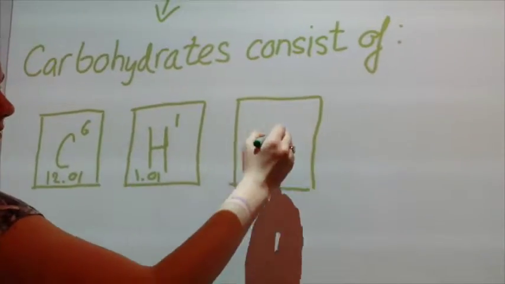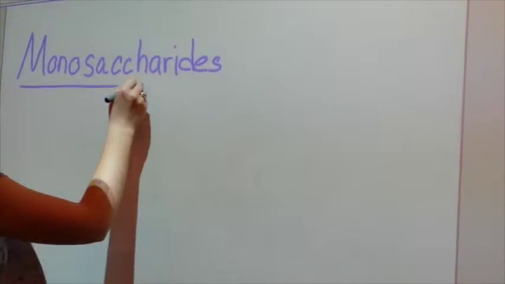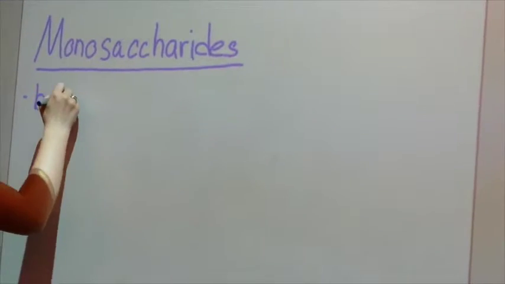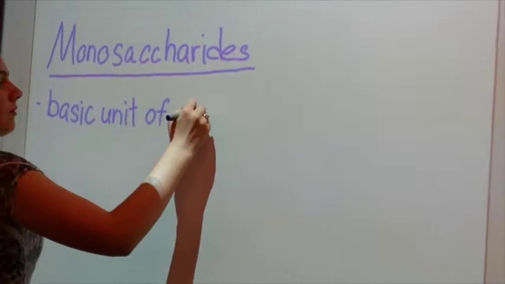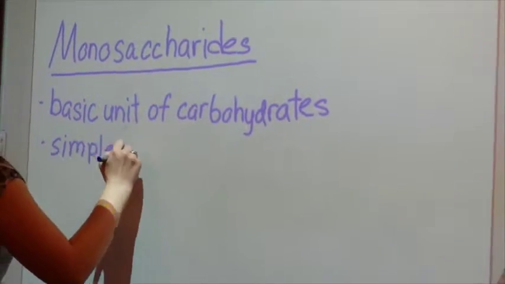Now let's look closer into carbohydrates. Carbohydrates divide into 3 groups: monosaccharides, disaccharides, and polysaccharides. Monosaccharides are the basic unit of carbohydrates, also known as simple sugars.